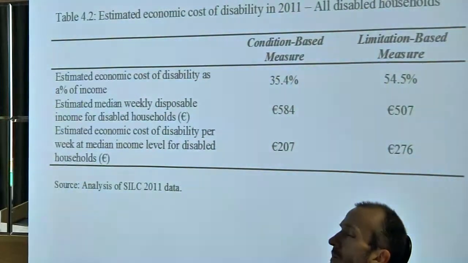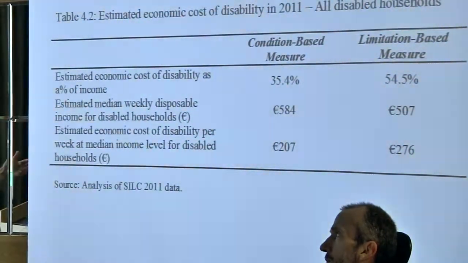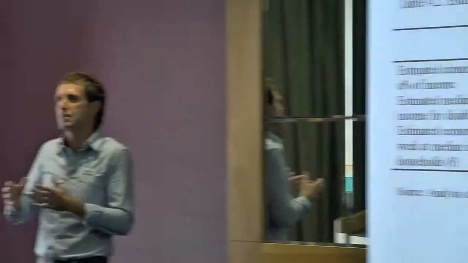And what I think they suggest is, because these estimates are derived after we take account of all current supports and services that people with disabilities already receive, these are basically the additional costs they face after receiving their current entitlements. So they're very, very large indeed.